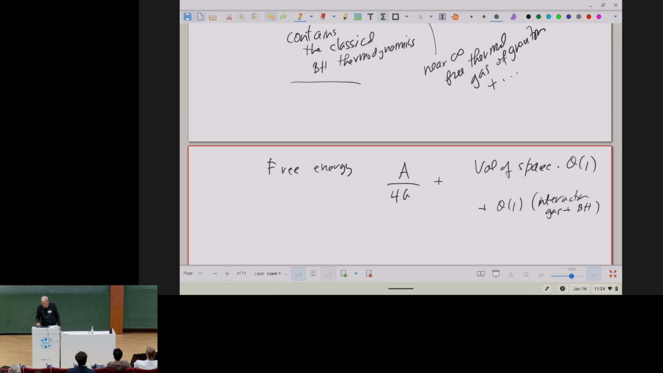It's also obvious that we're going to get, near infinity, the free energy of the thermal gas. Once you know those two, it's also clear that whatever is the quantum interaction of the black hole with the thermal gas will have to occur as part of this one-loop determinant. And then, of course, there are, in principle, higher-order corrections. If we really want the higher-order corrections to be well-defined, we should work with a negative cosmological constant, which we'll discuss later.